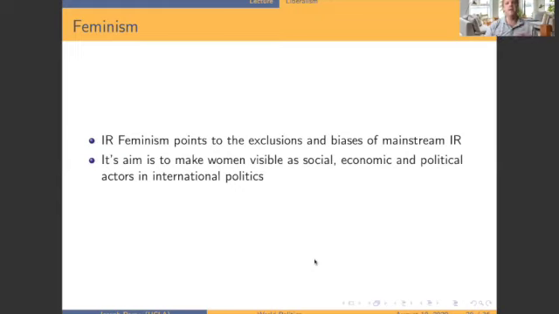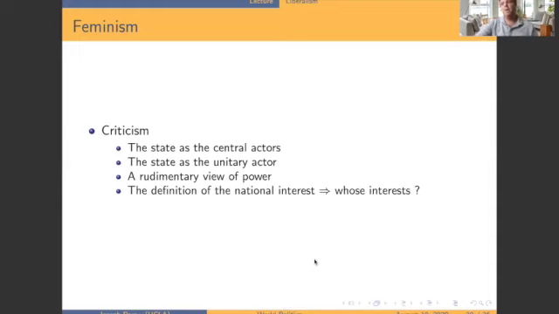Other views, so-called radical views, view the international system as well as domestic politics as inherently paternalistic, as being examples of the patriarchy. And as long as these systems exist, women will be in a subservient position until they can rise up and break down those systems. The major criticisms that feminism has for the other schools of thought are as follows. They reject the notion that the state is the central actor.